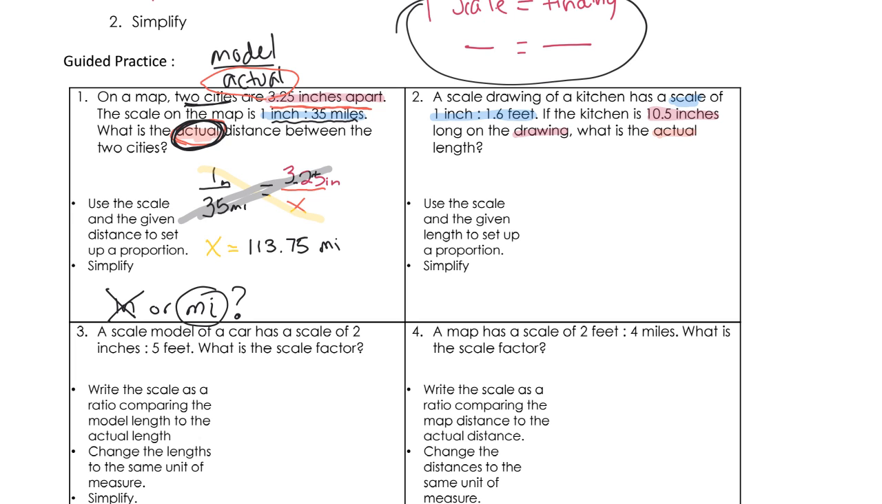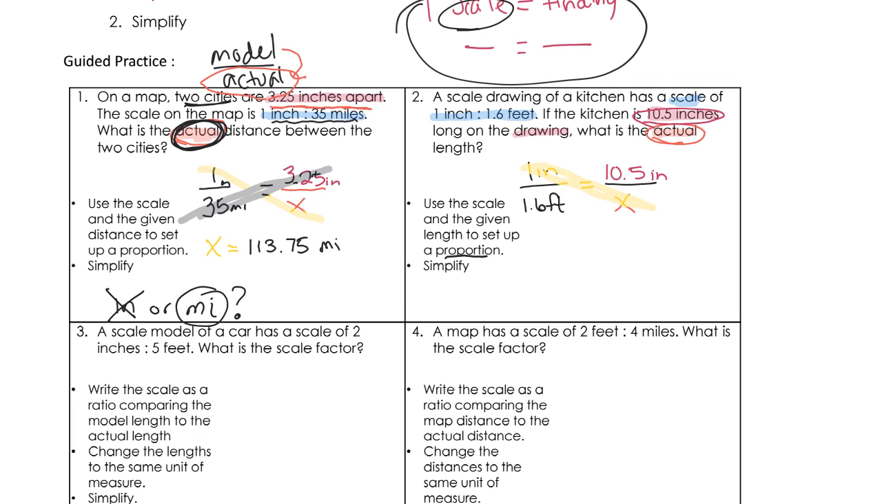So again, we set up a proportion. Our first half is our scale. So our scale is 1 inch to 1.6 feet. We set it equal to what we're given. We want to find our actual. Remember, it's model over actual. So our actual is our x. And our model is this 10.5 inches. Okay? And again, we solve by cross multiplying.